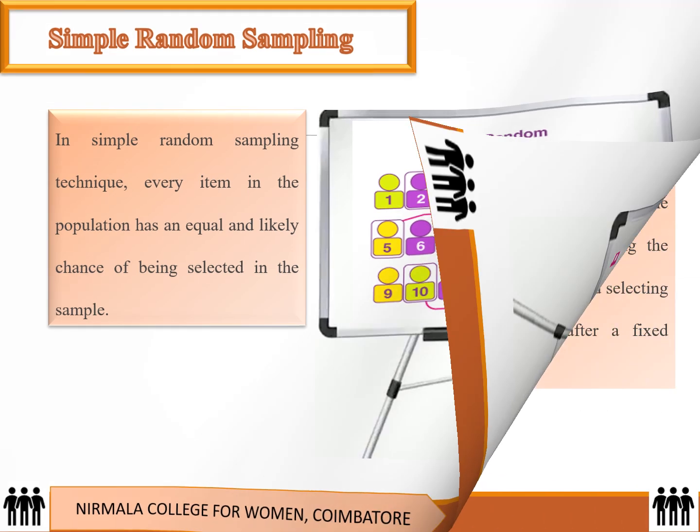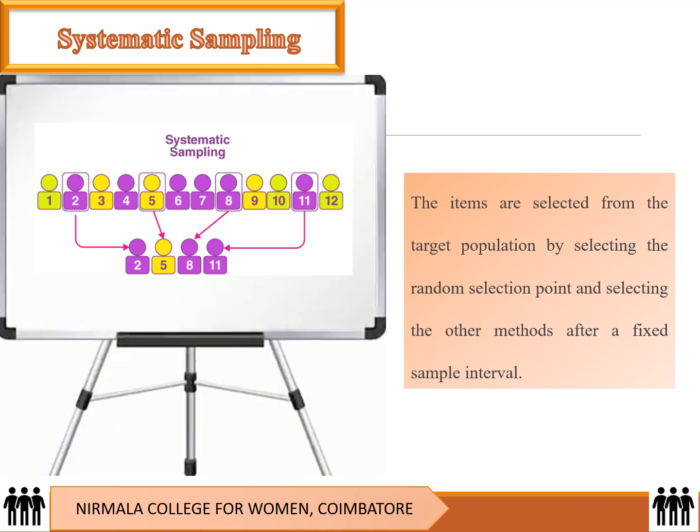So the next method of sampling is systematic sampling. In the systematic sampling method, the items are selected from the target population by selecting a random selection point and then selecting the other items after a fixed sample interval, which is calculated by dividing the total population size by the desired sample size.